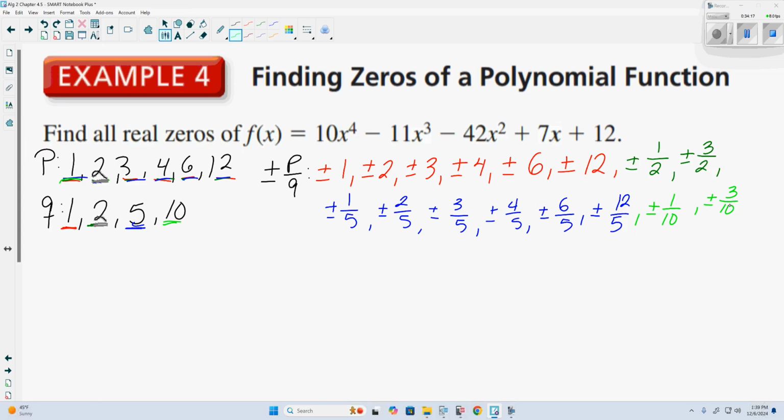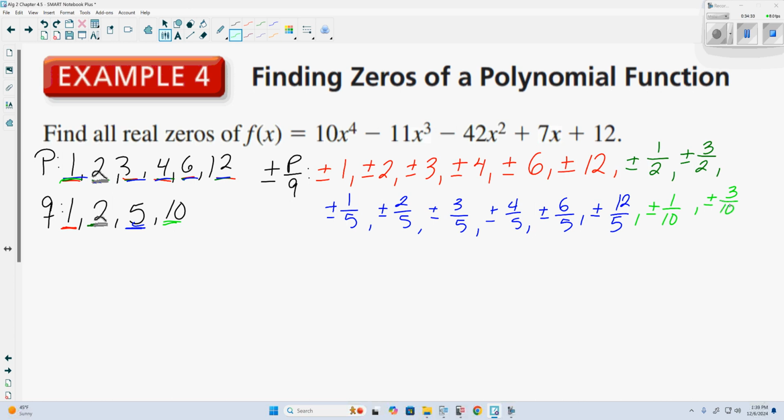3/10. 4 over 10 is going to be 2/5. 6 over 10 is 3/5. 12 over 10 is 6/5. The calculator will tell us, and if it is already there, we don't list it twice. Questions on how we found this here?